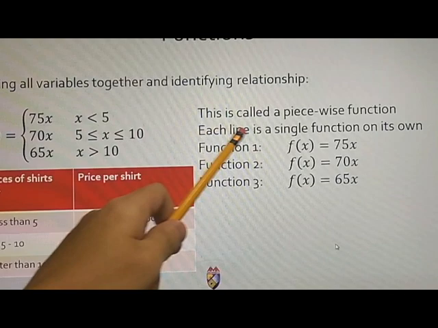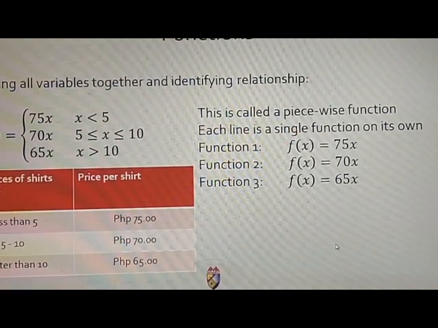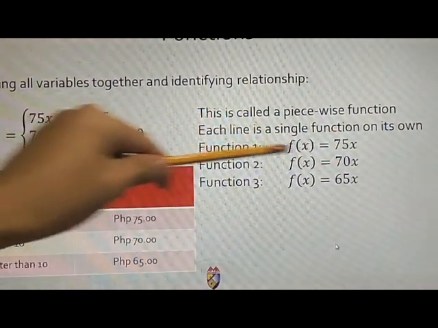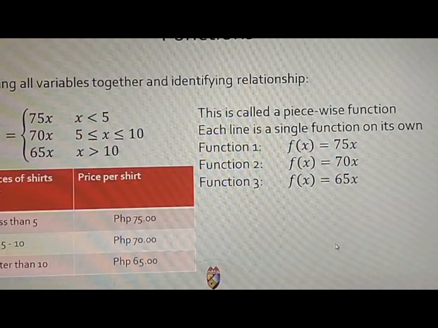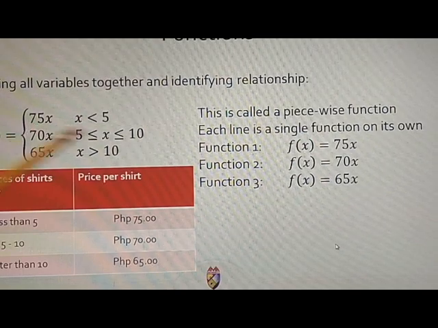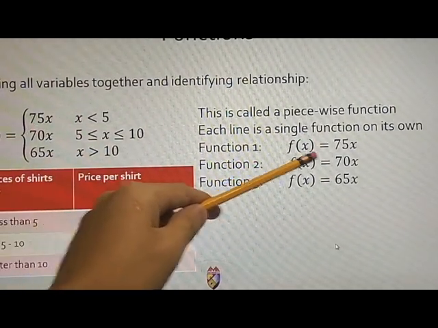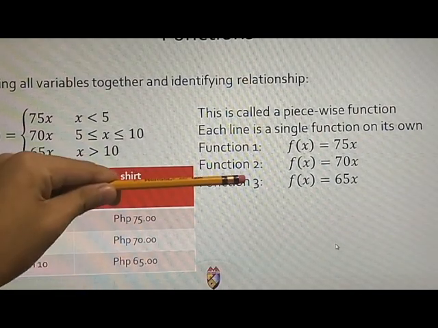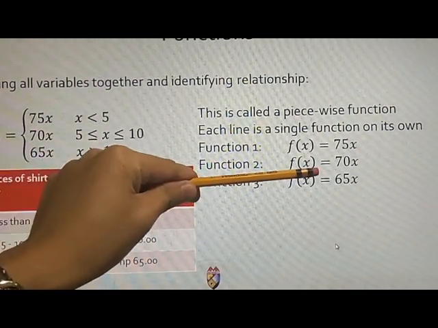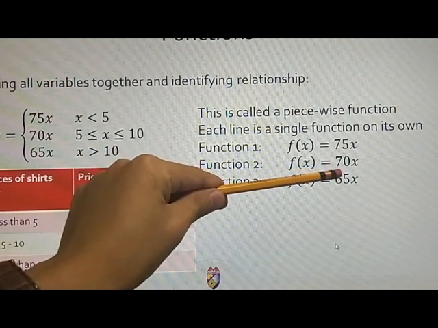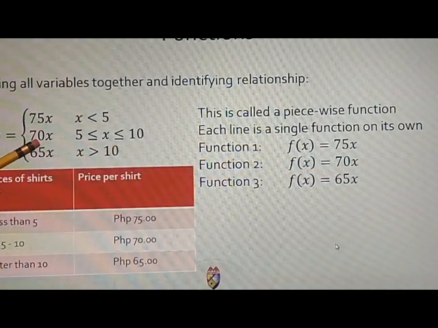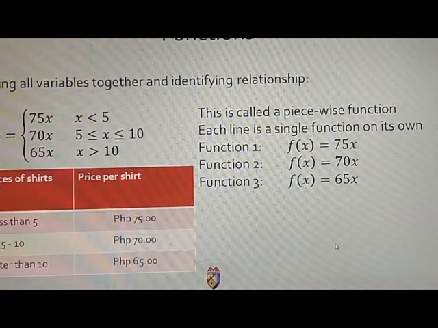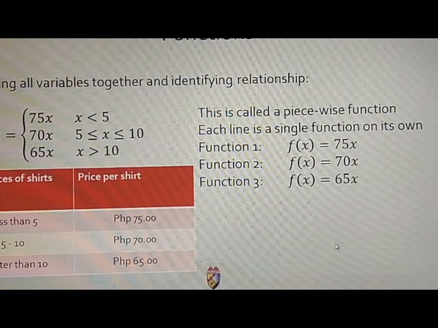So this is called a piecewise function. Each line is a single function on its own. For function 1, we have f of x is equal to 75 times x. For function 2, we have f of x equals 70 times x. And for function 3, we have f of x is equal to 65 times x.